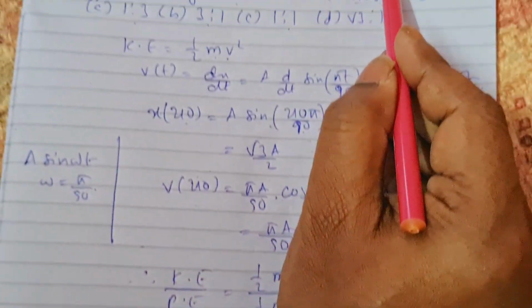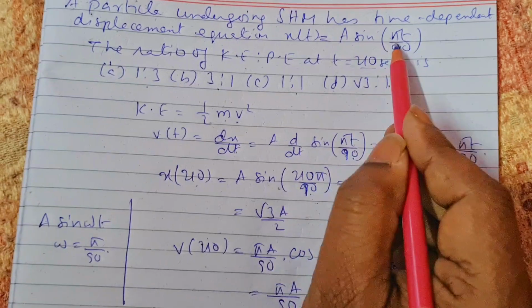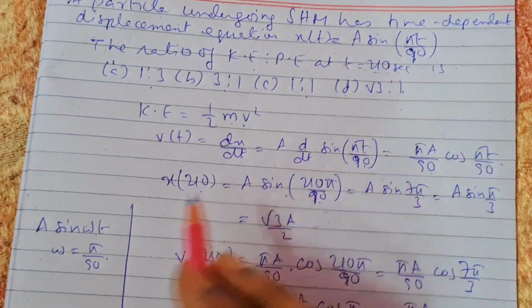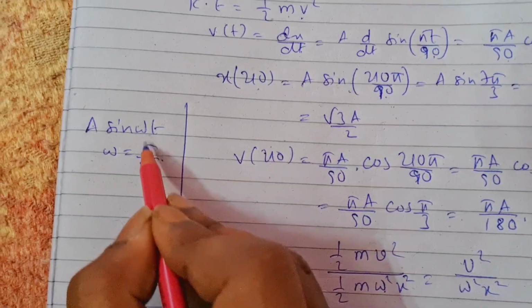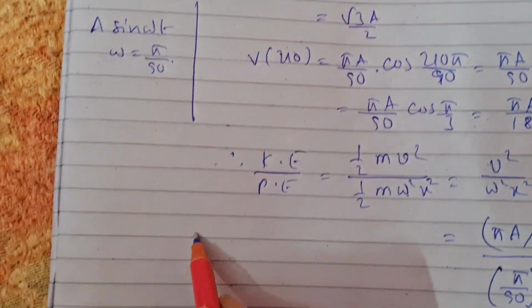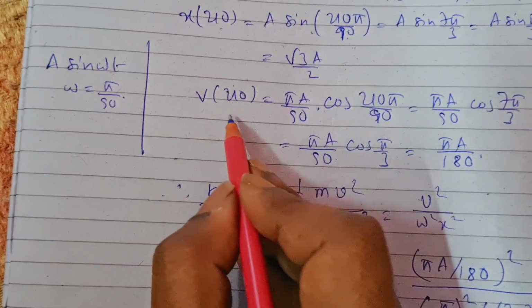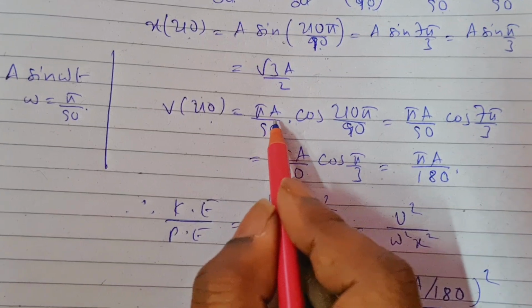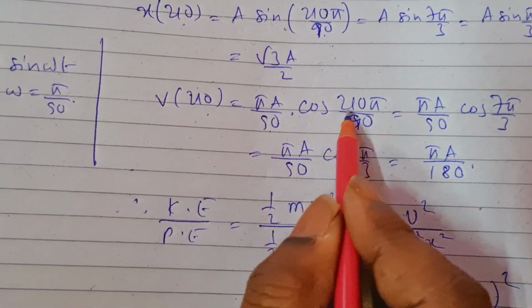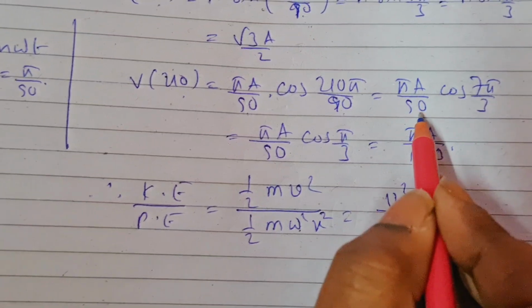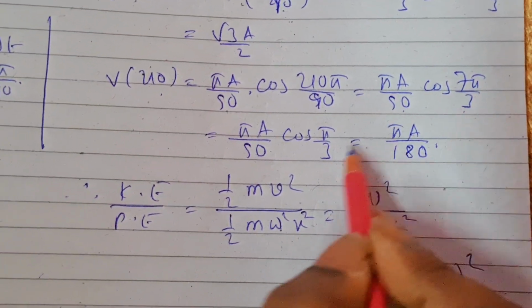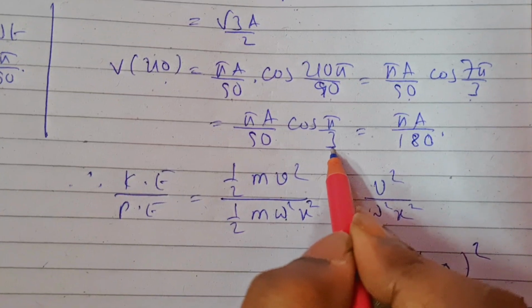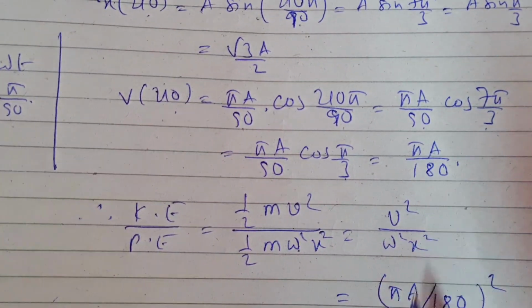Now pi t by 90 is given here. A sin(pi t by 90) is given here. So here a sin omega t is here. So omega equal to what? Pi by 90. So that means now v of 210 we will calculate. That differentiation is coming pi a by 90 into cos(210 pi by 90). So pi a by 90 into cos(7 pi by 3). It is also coming cos(pi by 3). That is half. So pi a by 180.